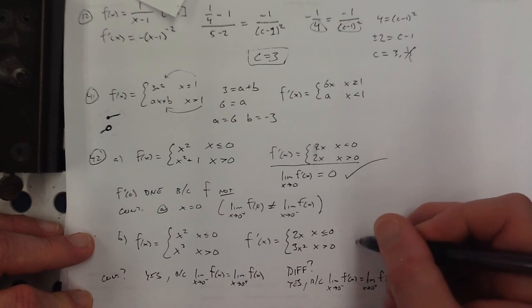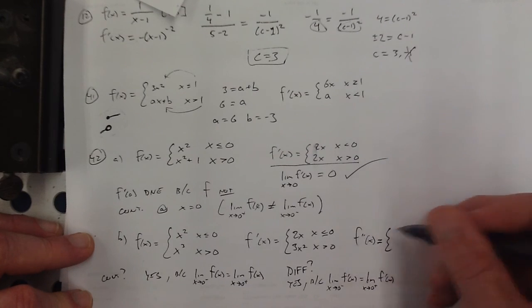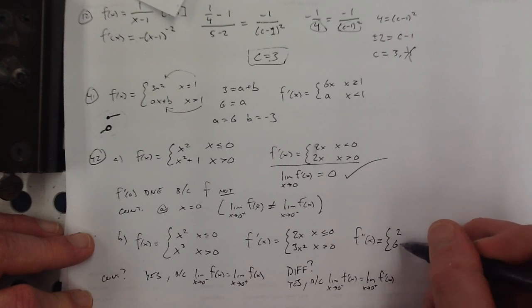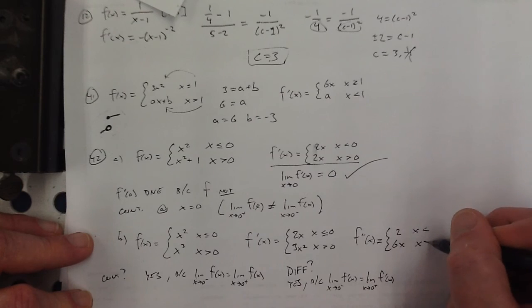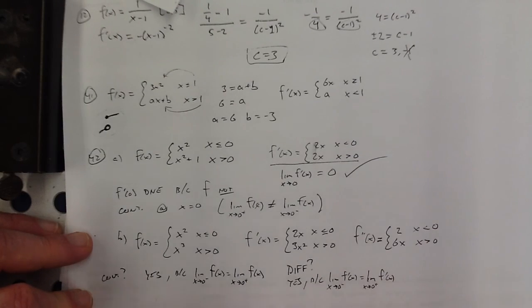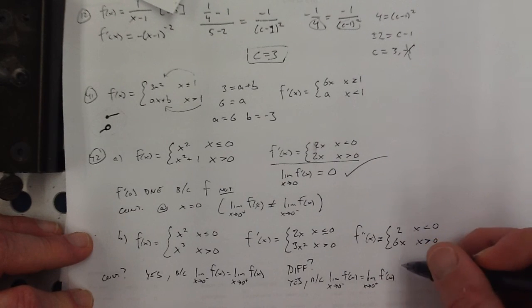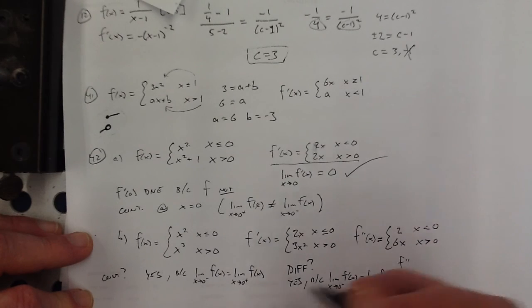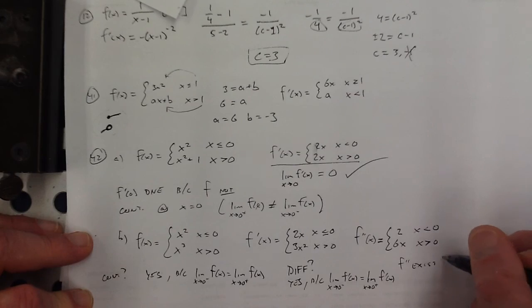How about the second derivative? That's going to be 2 here and 6x here. I don't get to put the equal sign in until I confirm that they're the same. So plug 0 in here, well, it's just 2. Plug 0 in here, I get 0. So they're not the same, which means I do not get to put the equal sign in. There's no like second differentiable. We don't really say that. So f double prime exists? No.